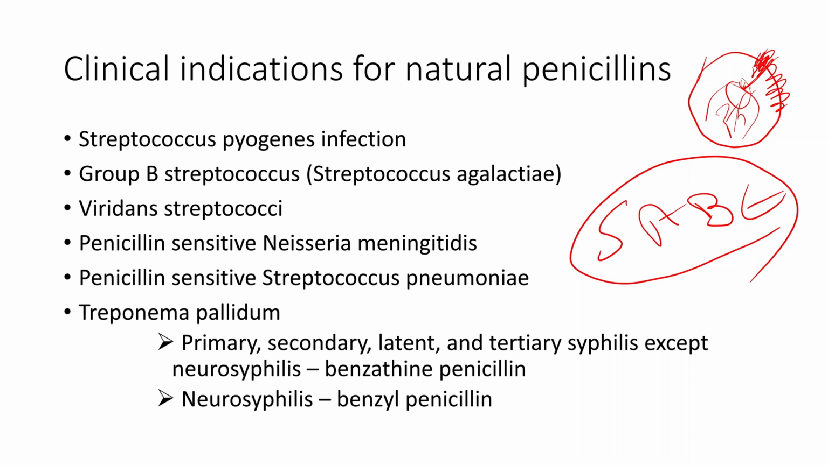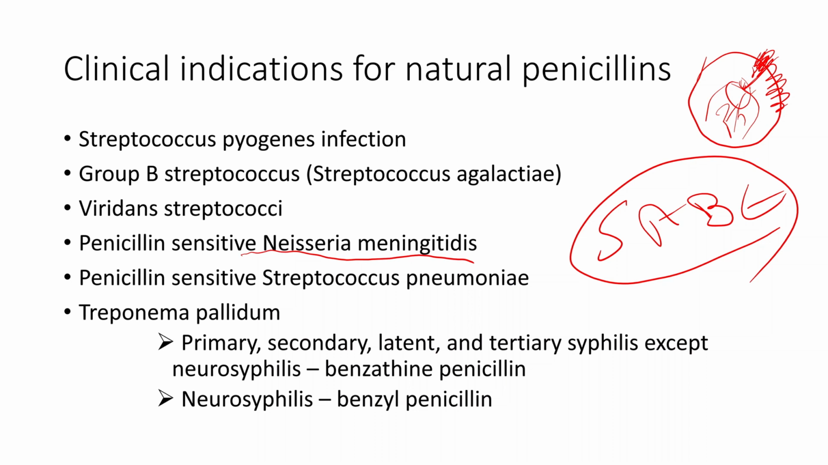Two birds with one stone, right? You give both antibiotics together and get a synergistic effect. Penicillin breaks down the cell wall, makes the cell wall weaker, aminoglycoside enters and inhibits protein synthesis. That is the synergistic effect, right? Then penicillin sensitive Neisseria meningitidis. Why penicillin sensitive? Because in those days Neisseria meningitidis was almost 100% sensitive to penicillin, but now they have developed resistance.